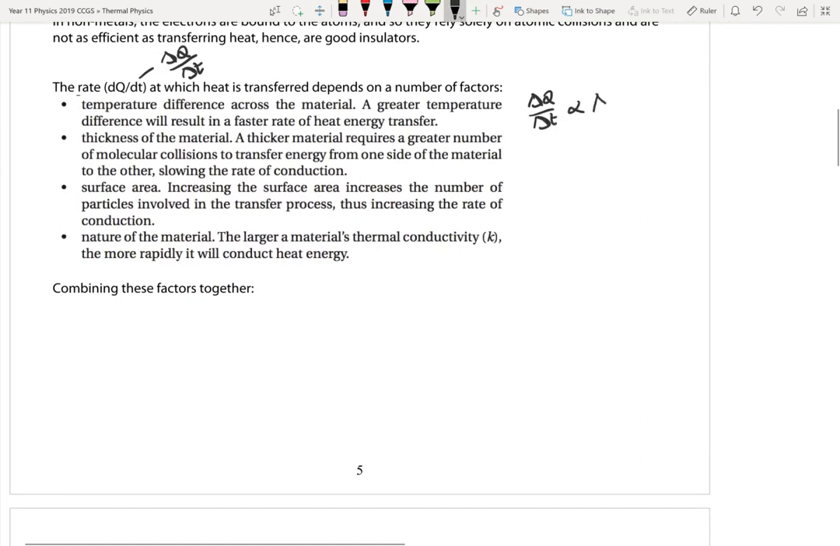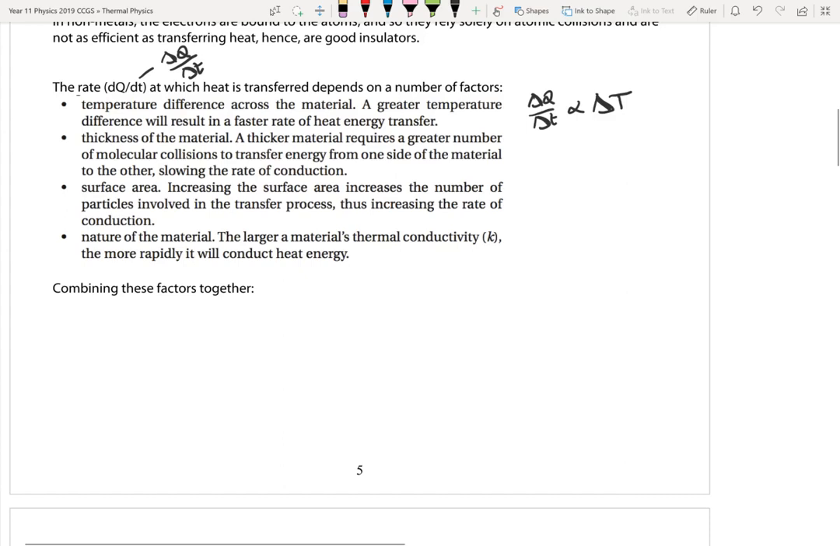It's proportional to difference in temperature. Now this is going to be T hot minus T cold, one object minus the other. So it's not final minus initial, it's what's that temperature and what is this temperature? Is there a difference? Okay? A greater temperature difference means they're bouncing around with more kinetic energy. They're going to lose that energy and impart that energy at a greater rate.